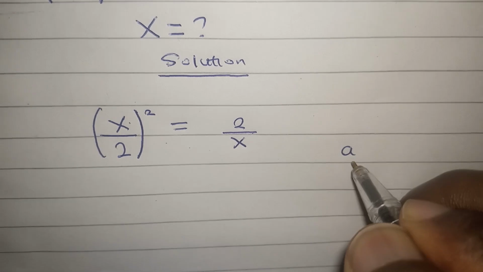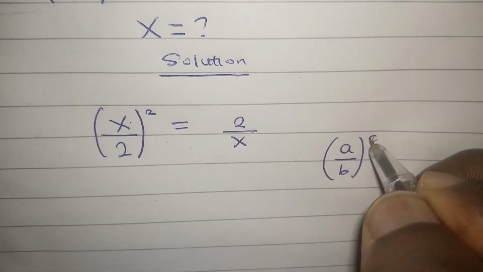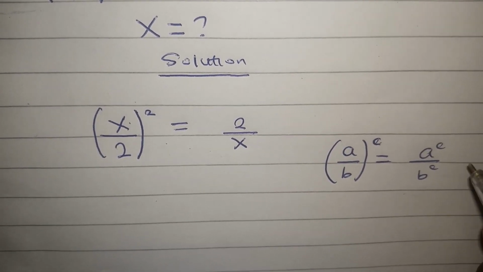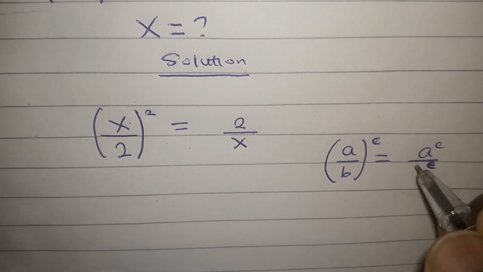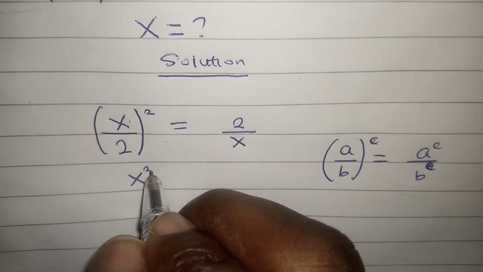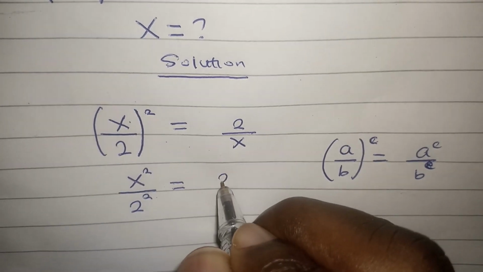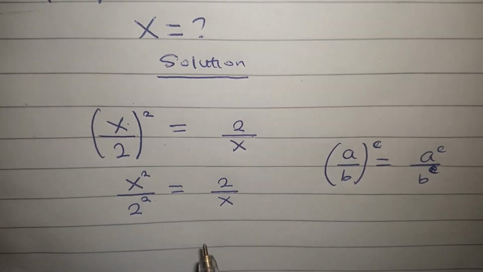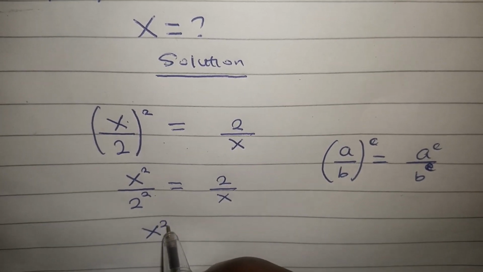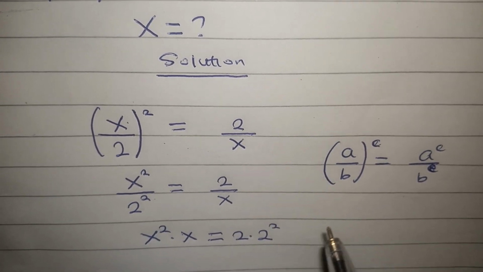We have (a/b)^c equals a^c over b^c. So if we put this rule here, we have x^2 over 2^2 equals 2 over x. Okay, so if we cross multiply, we have x^2 times x equals 2 times 2^2.